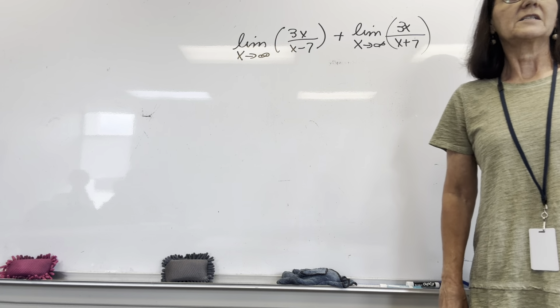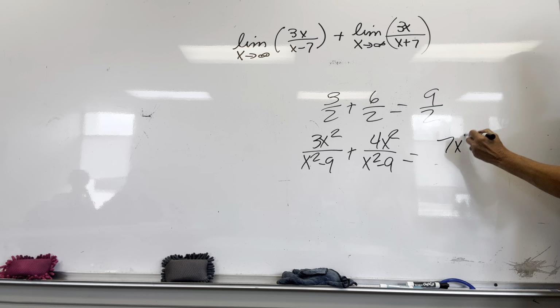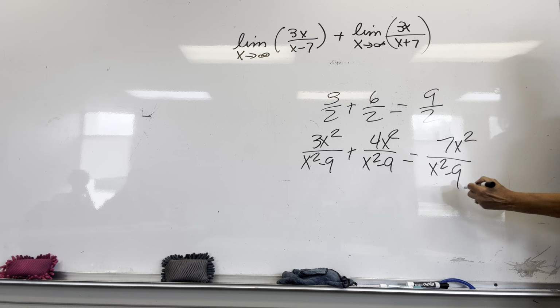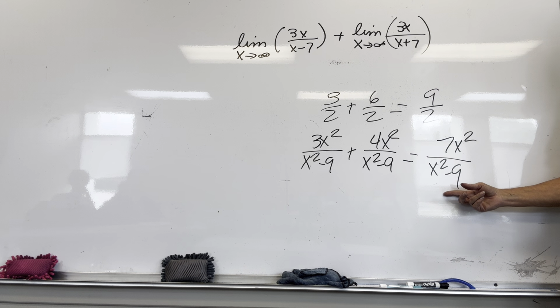Why can't you add them? 3/2 + 6/2 is what? 9/2. Do we add the denominators? We have a common denominator. No. Same way: 3x² / (x² - 9) + 4x² / (x² - 9) is just 7x² / (x² - 9). You don't add the denominators, okay?